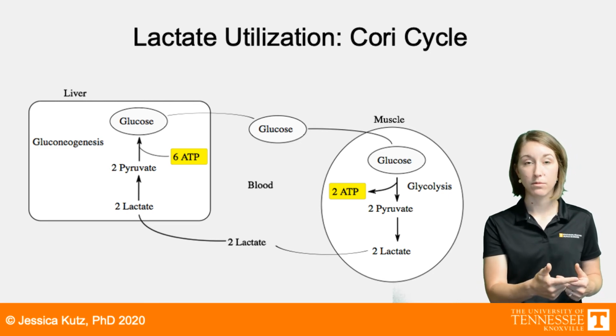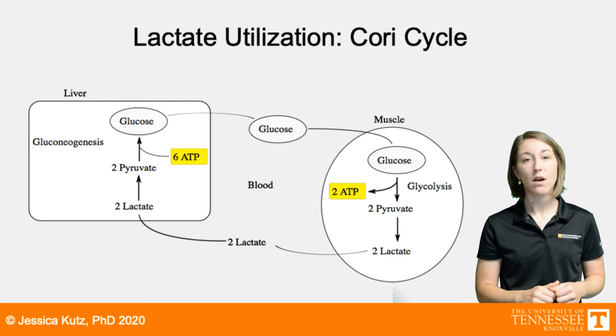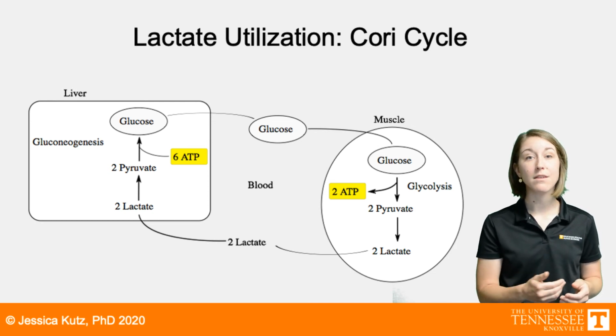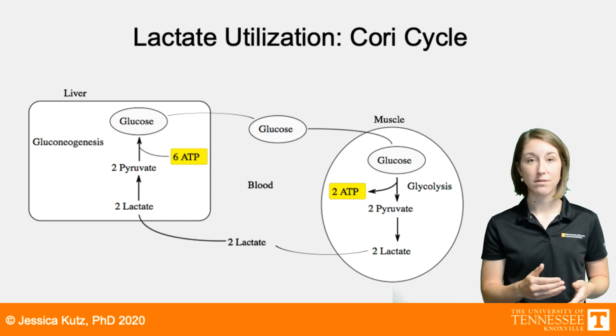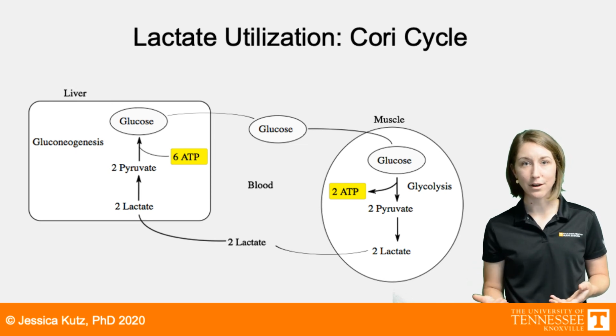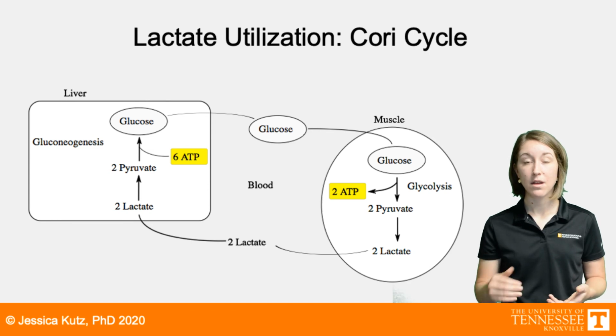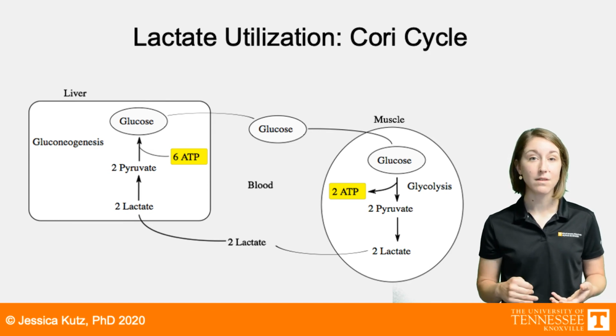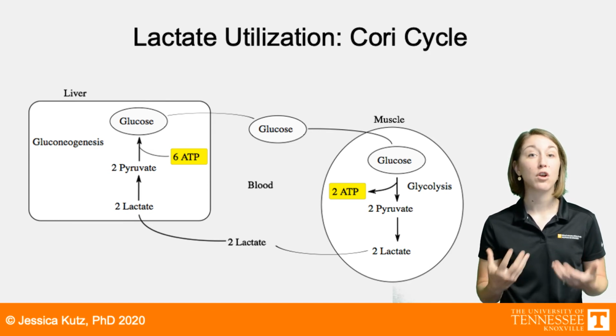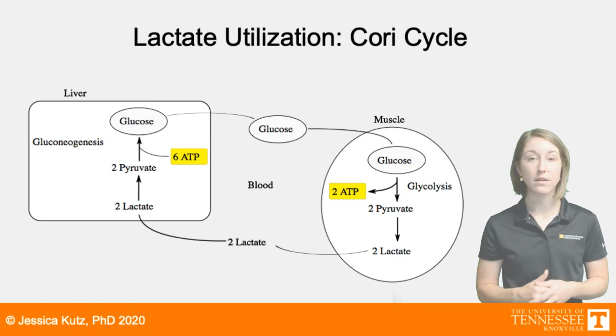converted to glucose molecules. But here's the caveat, and what should be catching your eye in yellow. It requires 6 ATP to go through this process. Remember, we only generated 2 ATP when we went through anaerobic glycolysis. So the process of recycling these lactate molecules actually costs us energy in the end.